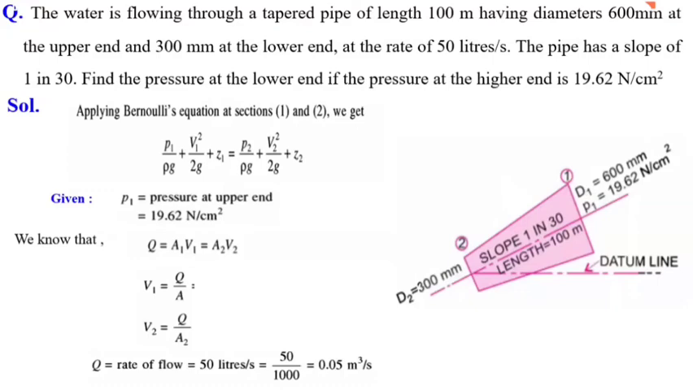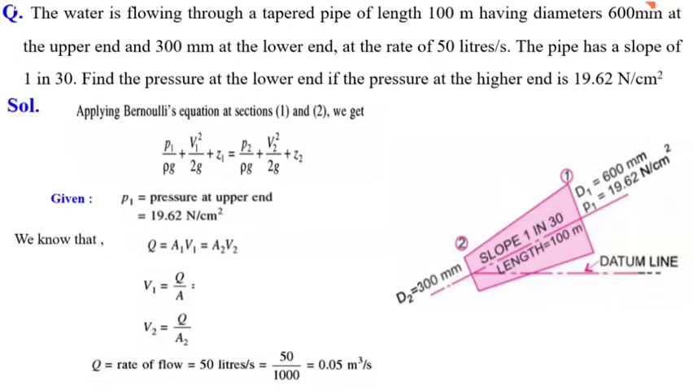In this session, we are going to discuss a numerical on application of Bernoulli's equation. The question says, the water is flowing through a tapered pipe of length 100 meter having diameters 600 mm at the upper end and 300 mm at the lower end at the rate of 50 liters per second. The pipe has a slope of 1 in 30. Find the pressure at the lower end if the pressure at the higher end is 19.62 Newton per centimeter square.